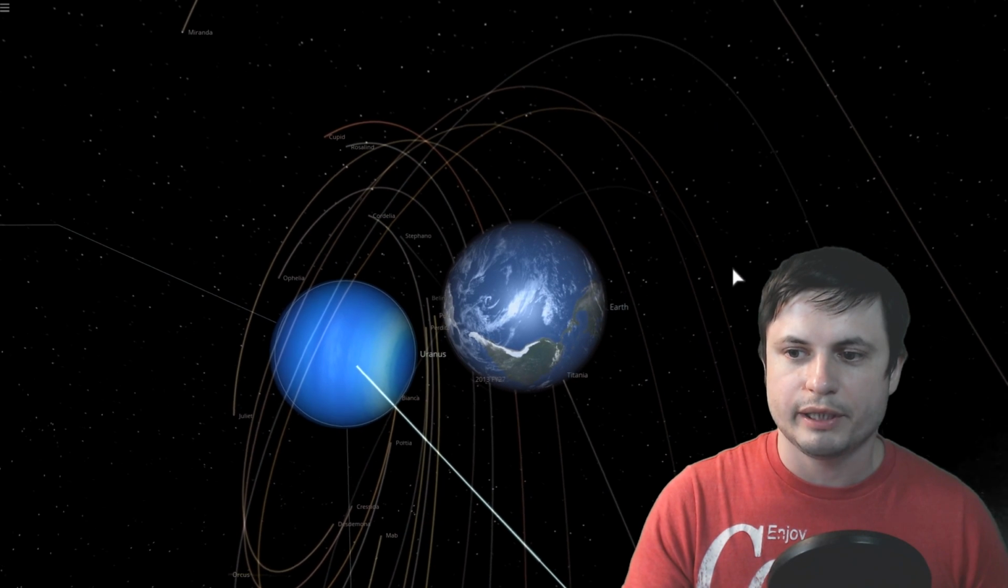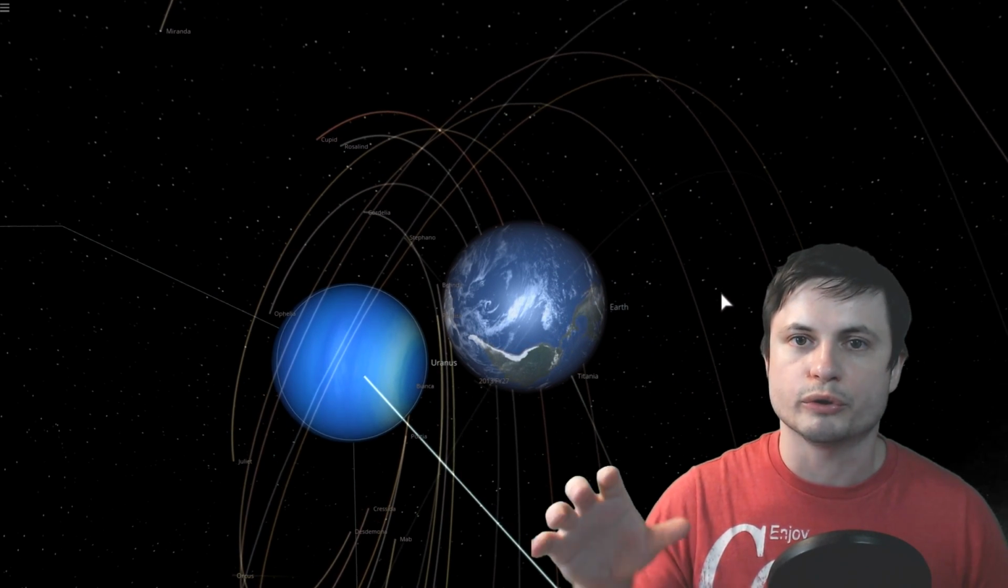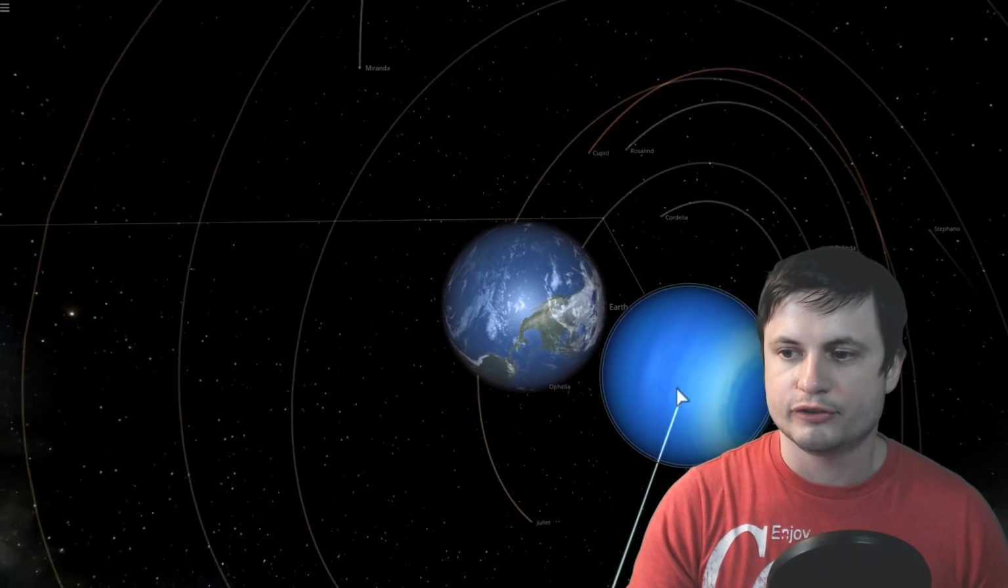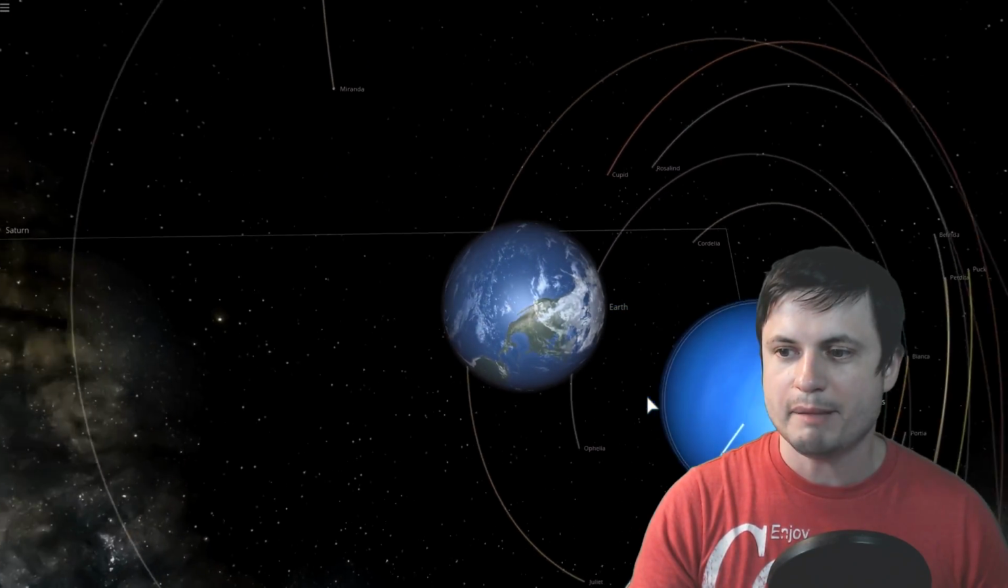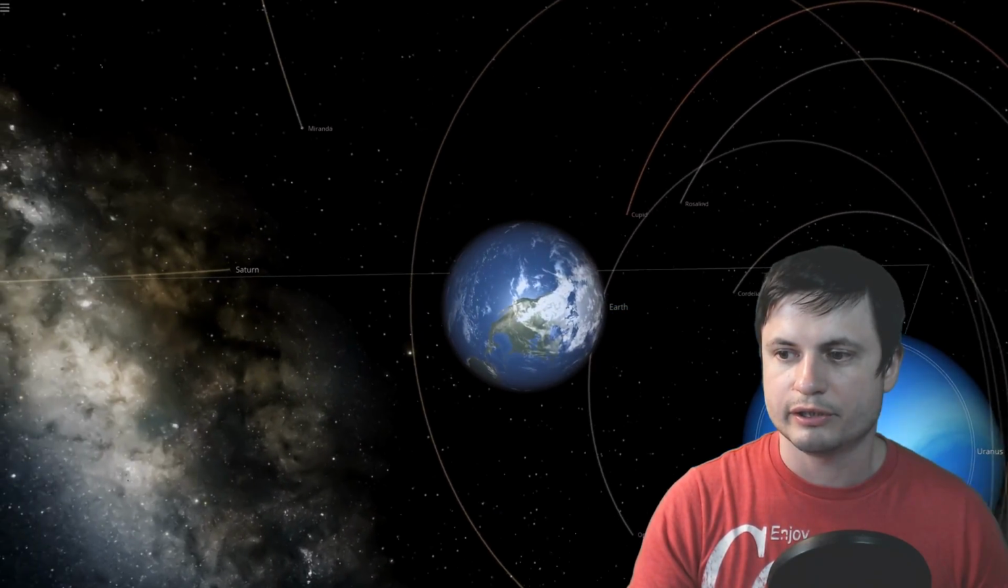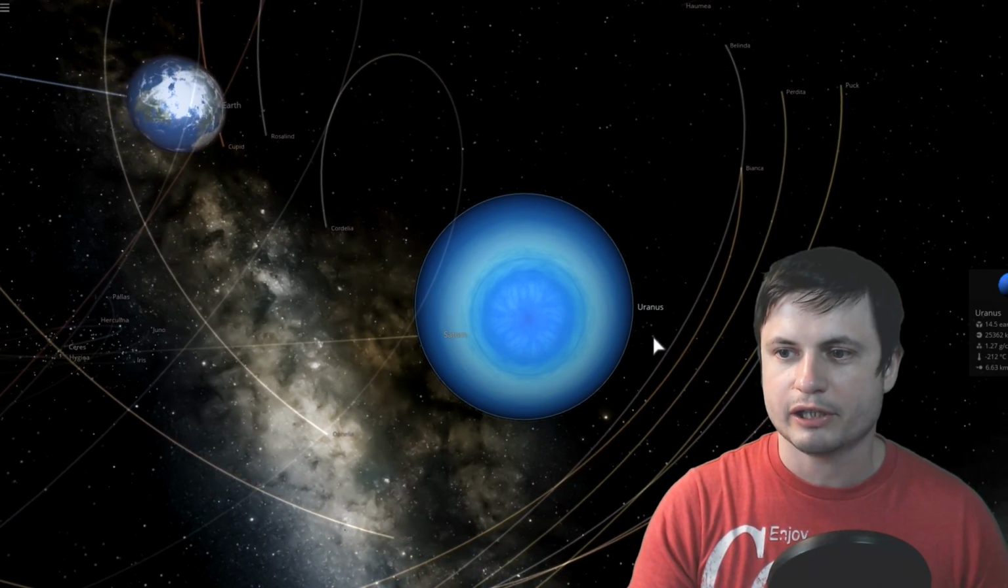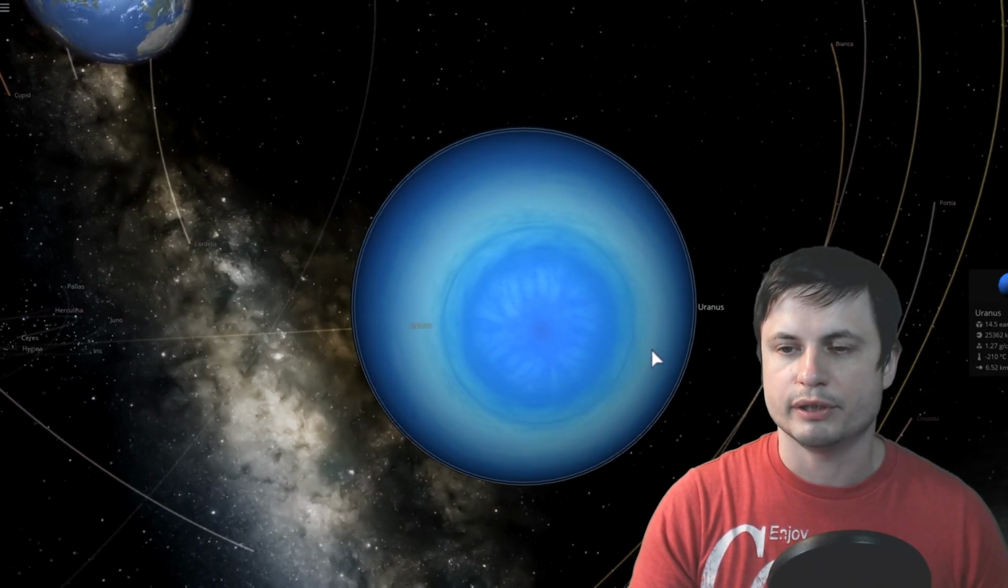Obliquity refers to the difference between the actual rotation angle and the actual orbital plane. And so this is maybe what happened here. Here's our Earth approaching Uranus, and let's see if it actually changes the obliquity again.